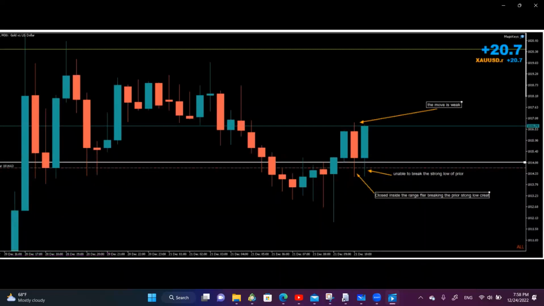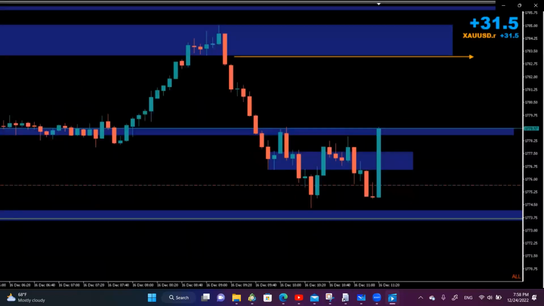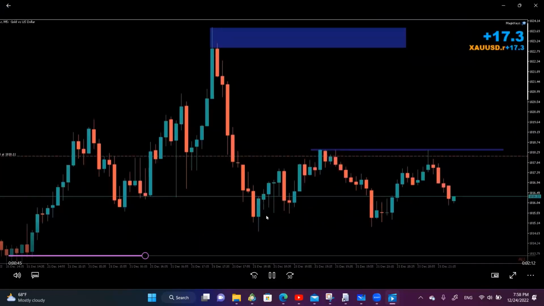Same idea, strong high, should not be broken. Enter, stop loss at a strong high. Same idea.